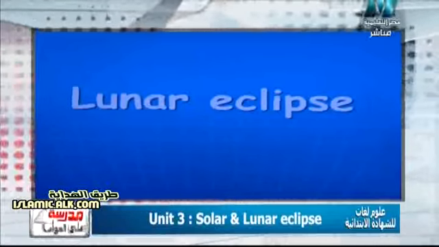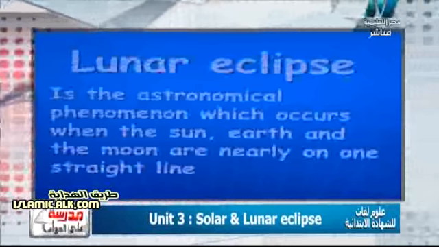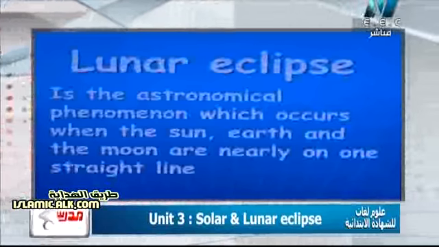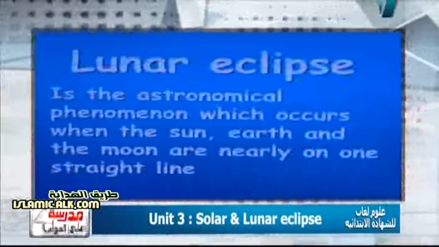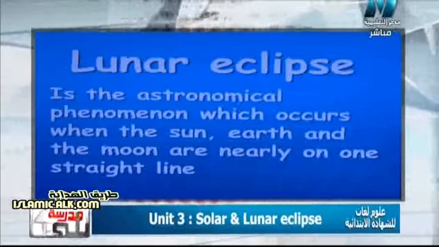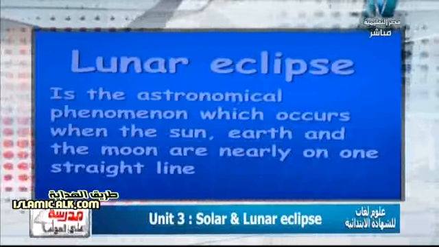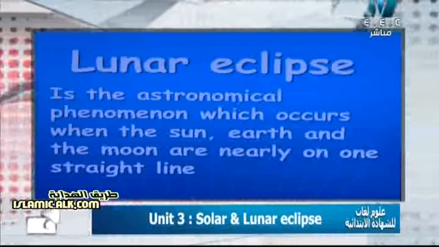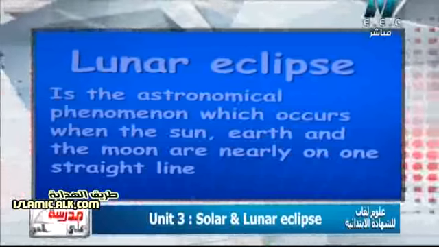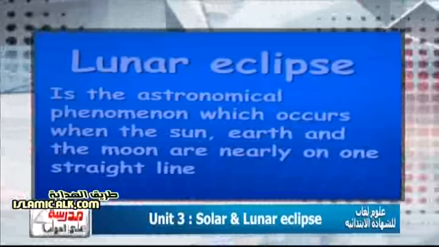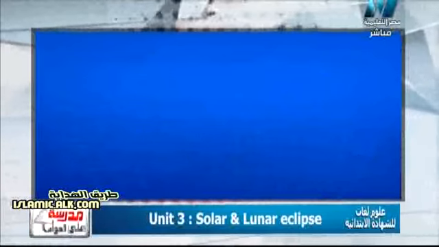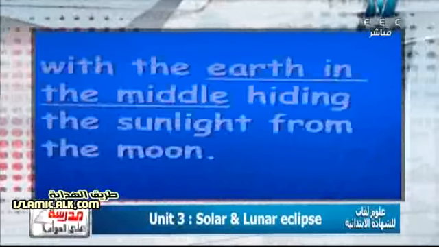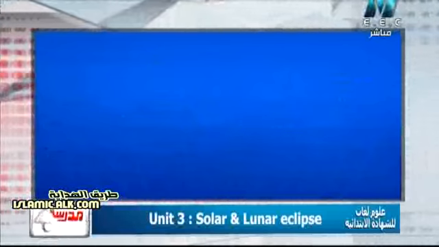But before we study this phenomenon, we must have the definition for it. It's an astronomical phenomenon which occurs when the sun, Earth, and the moon are nearly on the same straight line, but with what? With the Earth in the middle between the sun and the moon. Here it's almost the same phenomenon, but the only difference is that the Earth is in the middle between the sun and the moon. Look here, with the Earth in the middle hiding sunlight from the moon. So it's a very important definition.